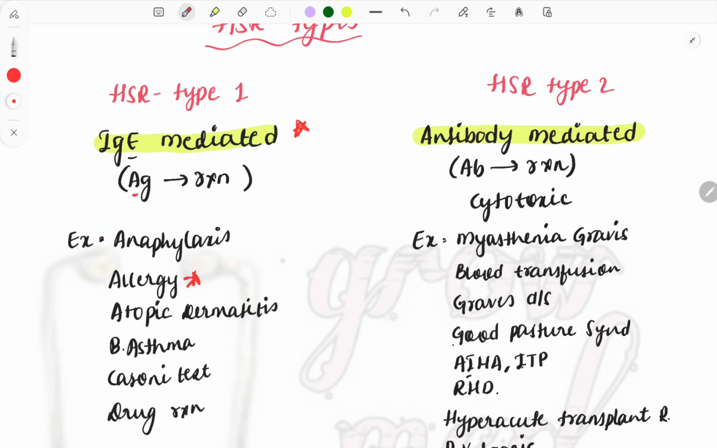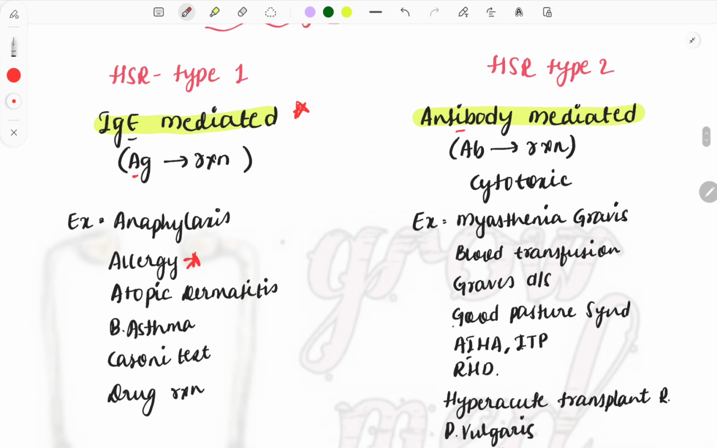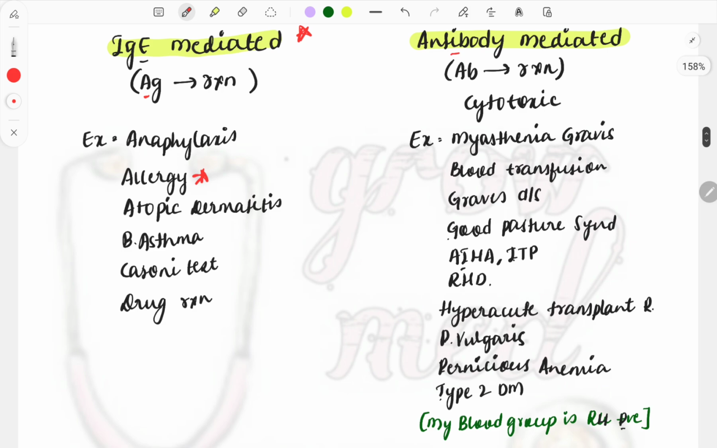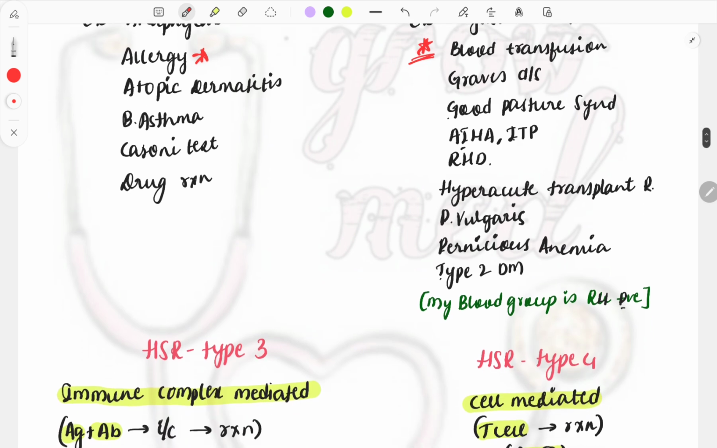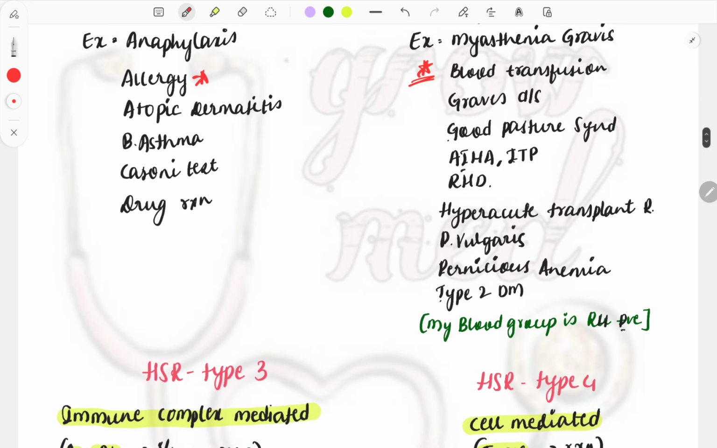So in this, the antigen, and it is the IgE mediated, whereas type 2 hypersensitivity is antibody mediated, and it is also a cytotoxic reaction. And all these diseases you need to remember. You can remember it by a mnemonic: my blood group is Rh positive. So my for myasthenia gravis, blood transfusion, Graves disease, then Goodpasture, like this.